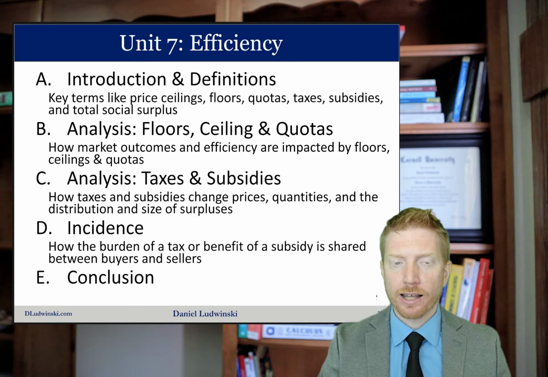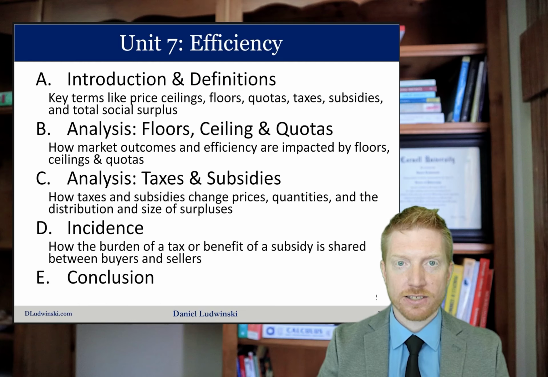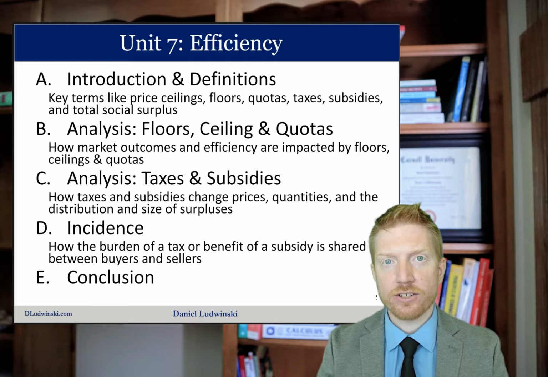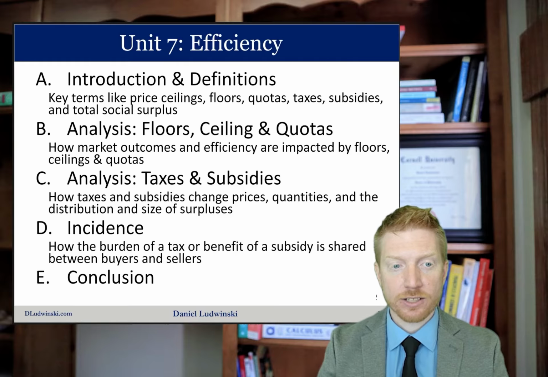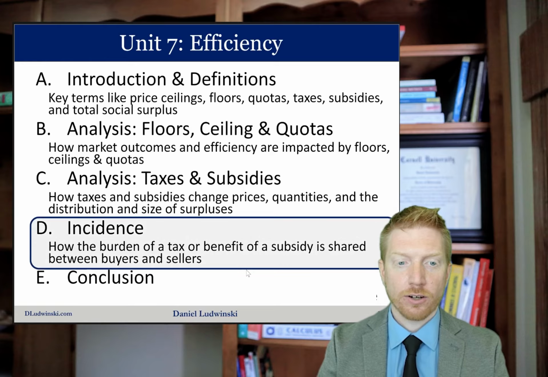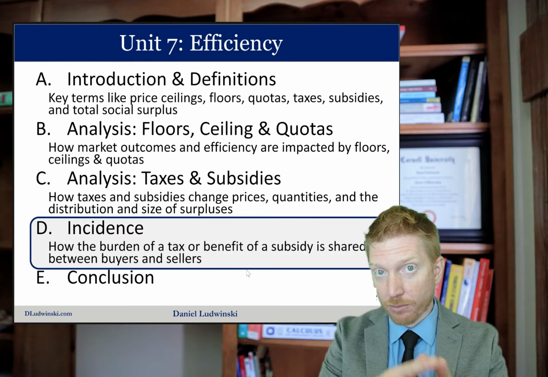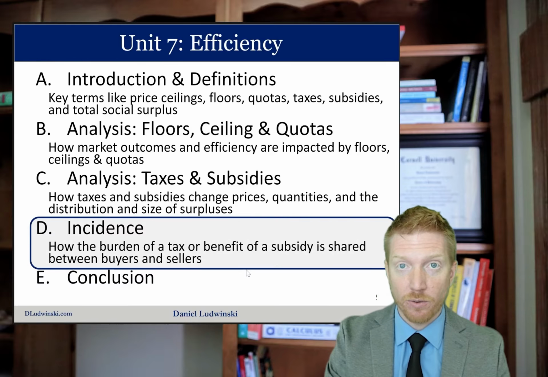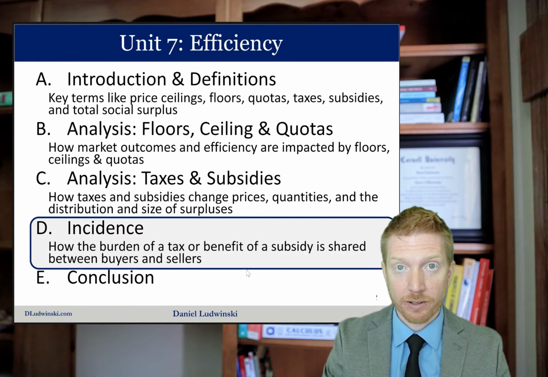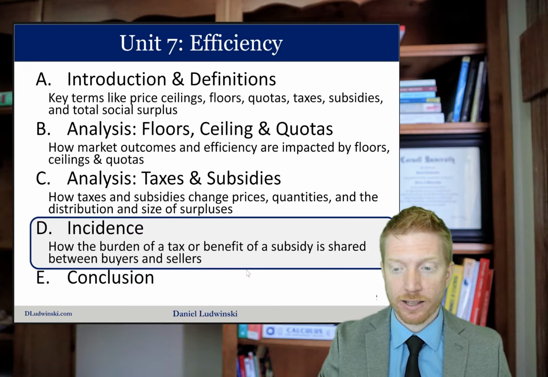So that ends our analysis of taxes and subsidies in terms of how these surpluses are changed. What we're going to talk about next is what's known as incidence. Just because you're paying the money to the government doesn't mean that you are the one burdened by the tax. And so we'll get into that and talk about how the tax burden is shared and how the subsidy is spread between producers and consumers.